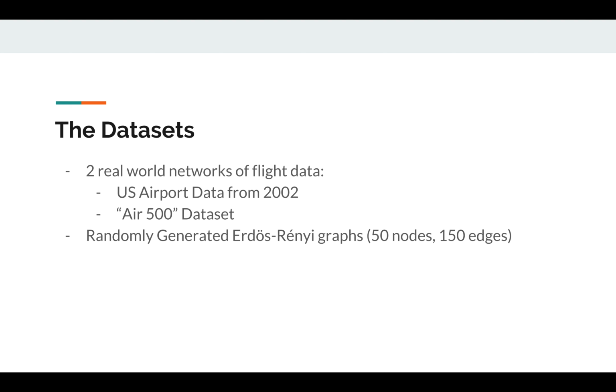So for the data sets, we used two real-world networks of flight data. We really thought these would best solve our problem statement, which was to reduce the spread of influenza through a flight network. So we found the US airport data set from 2002 and the Air 500 data set, which was a subset of a data set used in the paper that removed edges based on Jaccard index and betweenness centrality. We also decided to use a randomly generated Erdos-Renyi graph with 50 nodes and 150 edges.